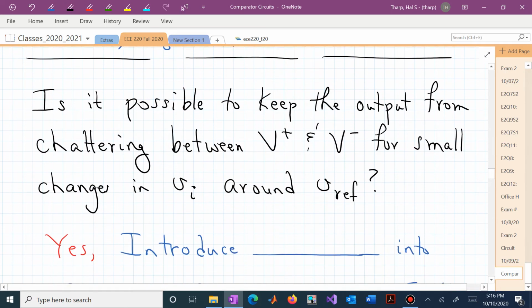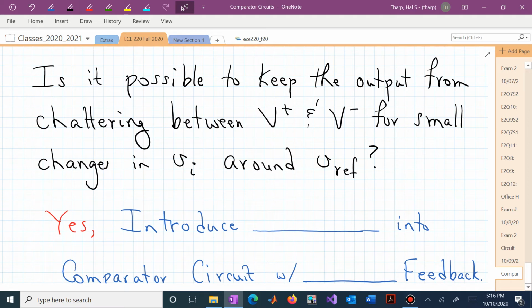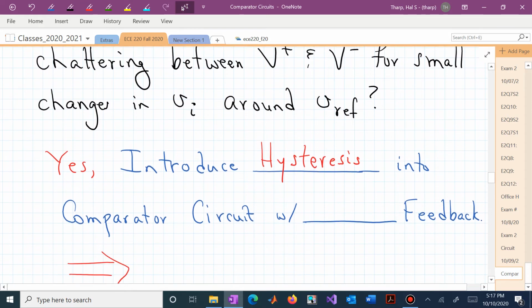So we have this obvious question. Is it possible to keep the output from chattering between V plus and V minus for small changes in our input voltage V sub I around Vref? And I wouldn't ask that question if I wasn't going to answer it in the affirmative. So yes, we can do that, and the way that we're going to do that is we're going to introduce hysteresis, and we'll try to explain what that means, into the comparator circuit with, in fact, positive feedback.